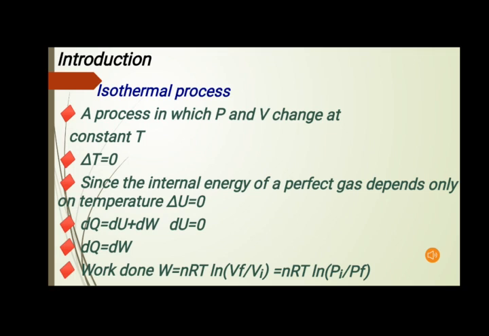First, isothermal process: a process in which the pressure and volume change at constant temperature. That is, delta T is equal to 0. Here, the internal energy of a perfect gas depends only on its temperature. We can say that dU is equal to 0.